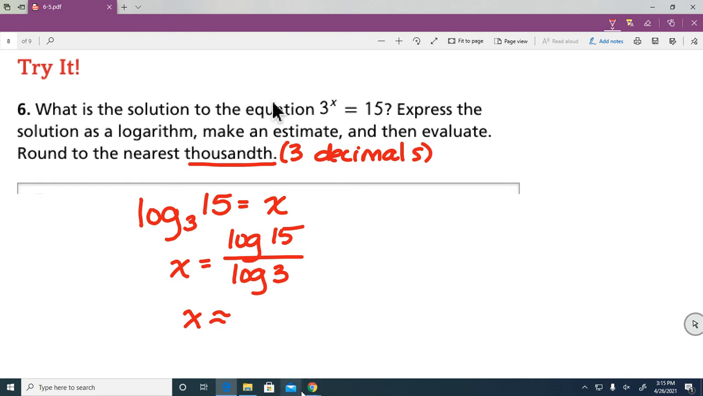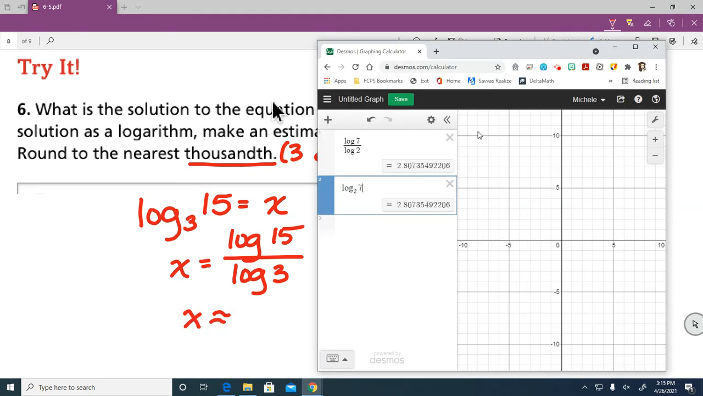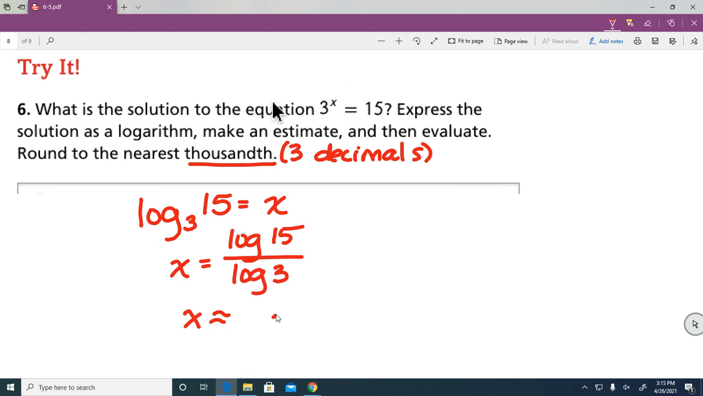So where's my calculator? Let's see. Log of 15 over log of 3, 2.465. Approximately 2.465. Now your homework will ask you to write it in this form and in this form, so you do need to know how to do both.